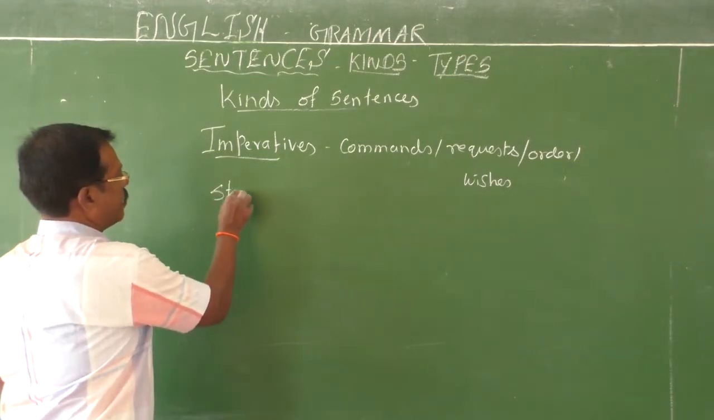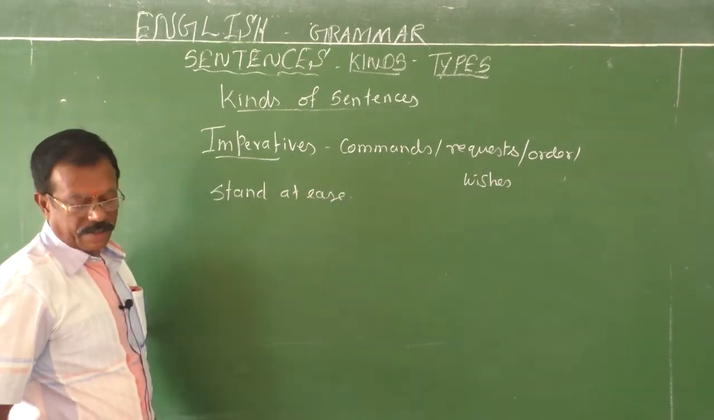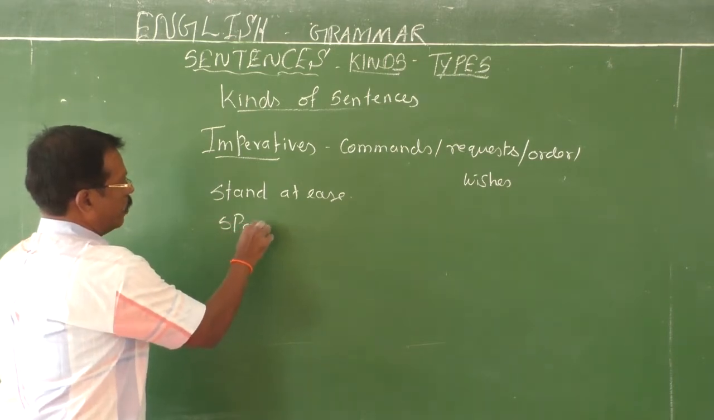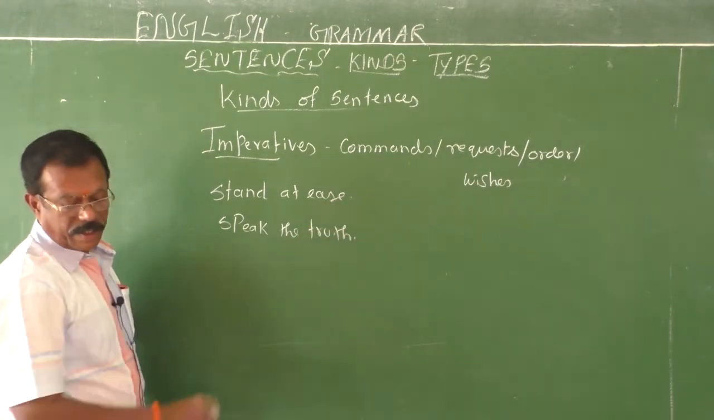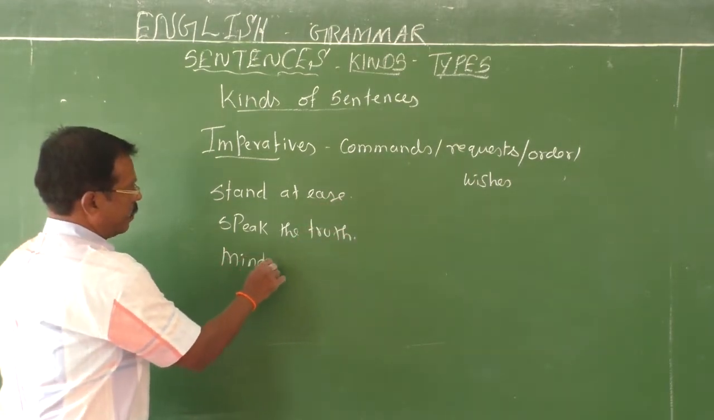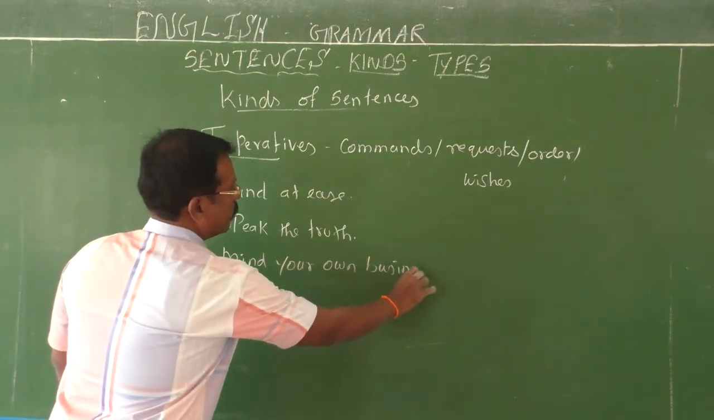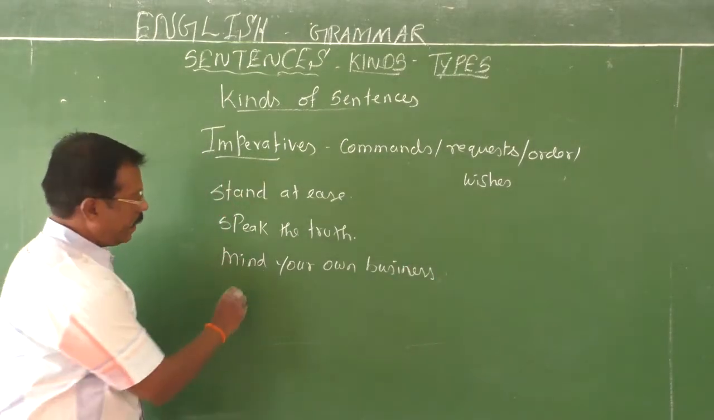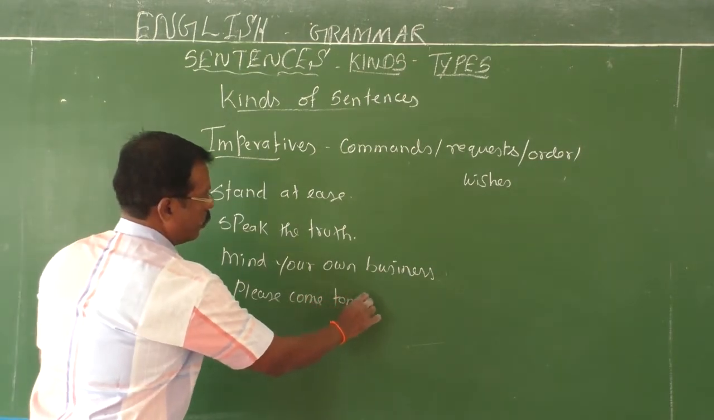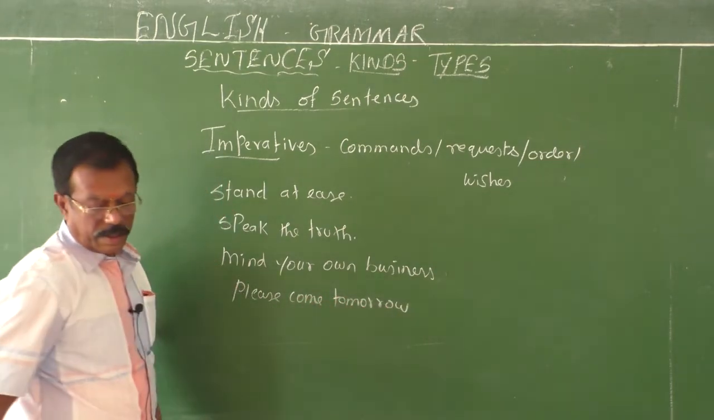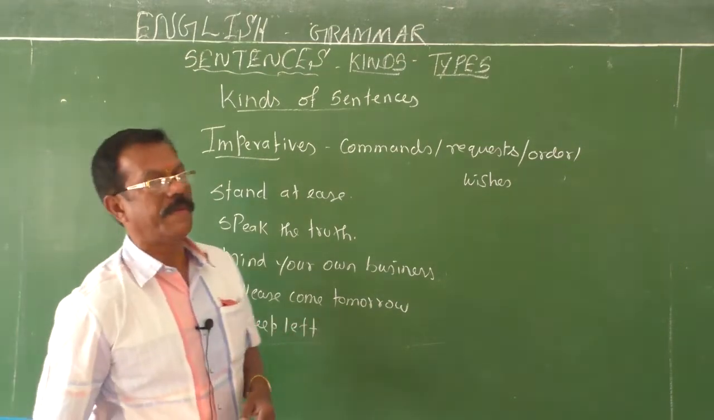Stand at ease. This is an example for an imperative sentence. Speak the truth. Speak the truth always. Okay. Mind your own business. Then please come tomorrow. Then keep left. They are all examples for these imperative sentences.